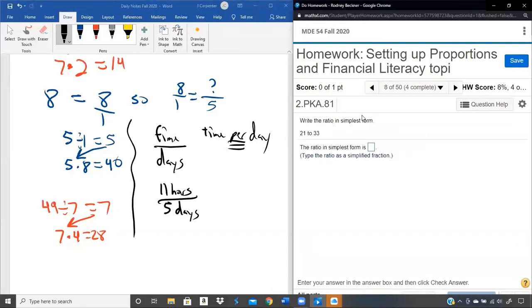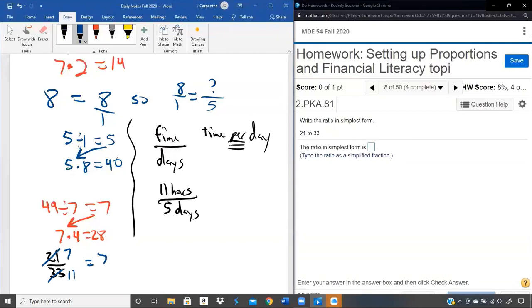Write the ratio in simplest form, 21 to 33. So we got 21 over 33, no units, so no words. And 3 goes into both of these. Some people do their work this way. They'll slash and say 3 goes into 21 7 times, 3 goes into 33 11 times, which gives us 7 over 11. Or some people will show their work like this, and they'll say, all right, 3 goes into this one, 3 goes into this one. You have to pick a number that goes into both, and you want to get the biggest number, or you'll have to do this again. And then you still get the same answer of 7/11.